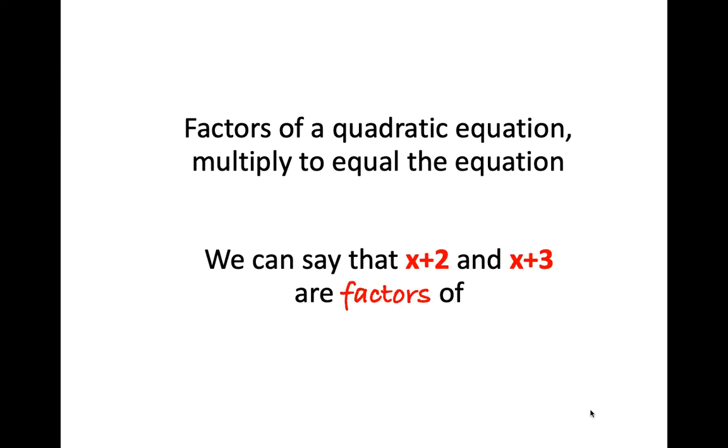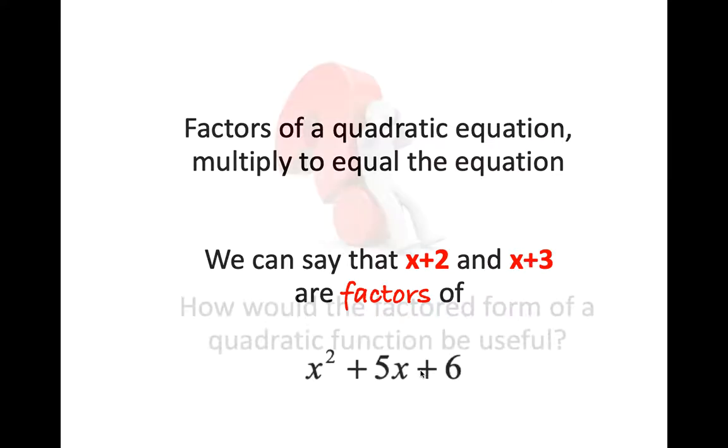Well, similarly, factors are small little polynomials like x plus 2 and x plus 3 that when I multiply them together, they give me a quadratic. And so we say that x plus 2 and x plus 3 are factors of this quadratic. They multiply together to give me the big quadratic.